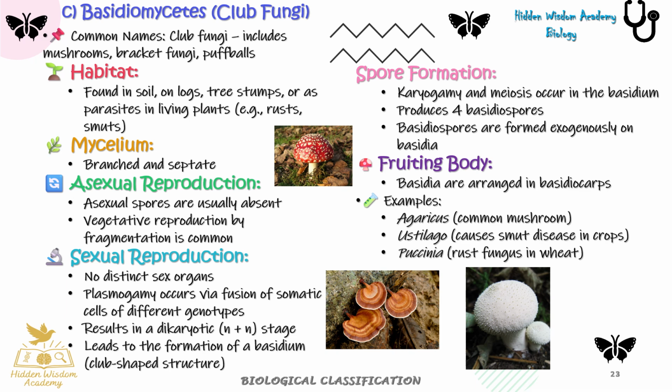Fruiting body: basidia are arranged in basidiocarps. Examples are Agaricus, the common mushroom. Ustilago, which causes smut disease in crops. Puccinia, rust fungus in wheat.